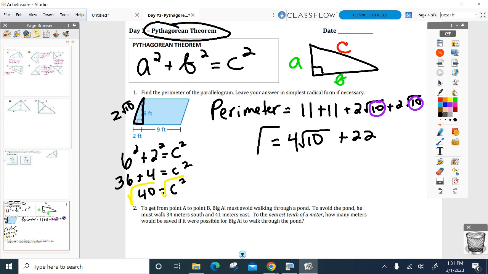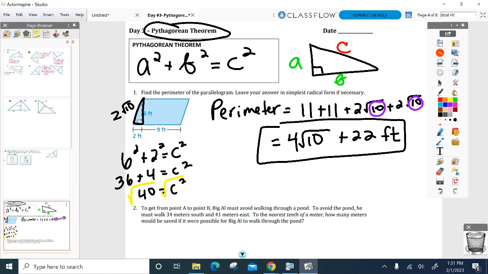So this is your perimeter of the parallelogram. If you want to put feet with it, fine. I gave up a couple years ago trying to have kids put units, because on the Regents you don't get credit off if you don't put units. So I'm not going to fight it. We okay on adding radicals? Not the last time you'll see it.